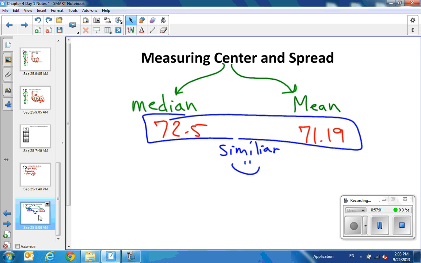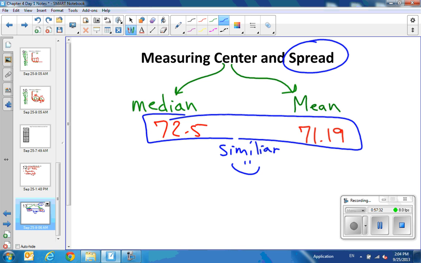There's one more idea to cover. This section was big. There's still 9 pages left in the chapter, but this has the bulk of the ideas. Well, there's a little more we're going to cover. Okay? The last idea is measuring spread. Okay, so measuring spread.